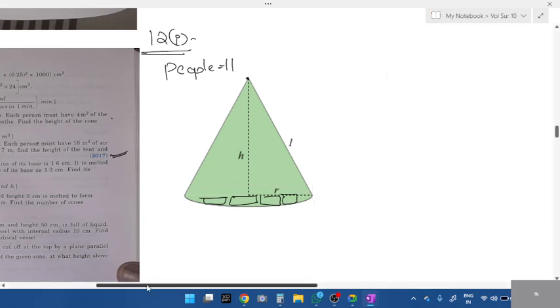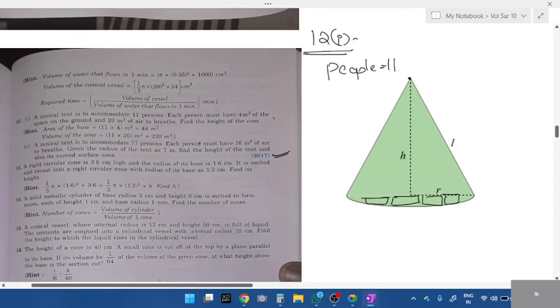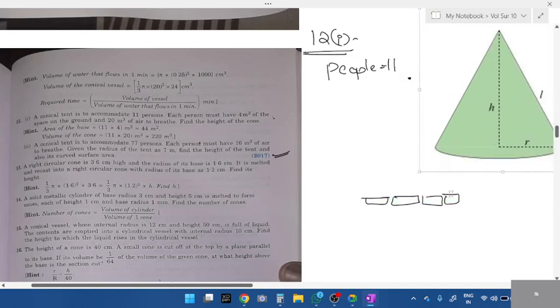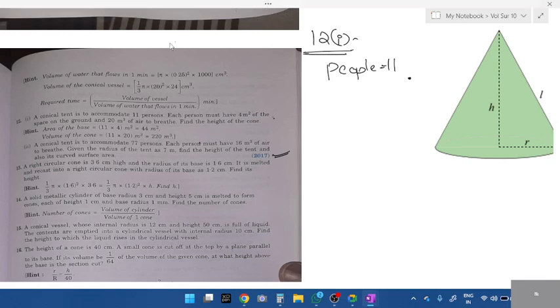So they won't mention the area of the circle and all those things. You should understand by the question. A cone will always accommodate people who can sleep on the ground. That is the circle area. Now, 11 people, each must have how much space? Each will have 4 meters of space on the ground. Can you see 4 meters on the ground? Right? 4 meters on the ground.